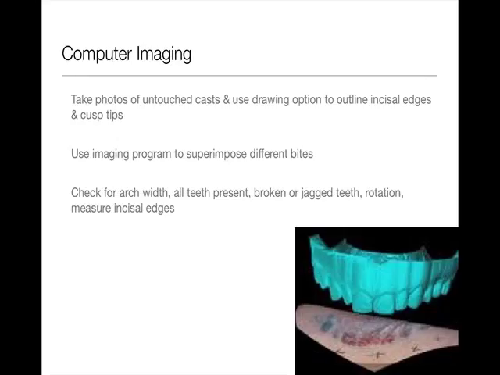Typically now they use computer imaging, so they take photos of untouched casts and use drawing options to outline the incisal edges and cusp tips. And they use an imaging program to superimpose the different bites. In addition, they also check for arch width, whether all teeth are present, broken or jagged teeth, rotation, as well as measuring the incisal edges.